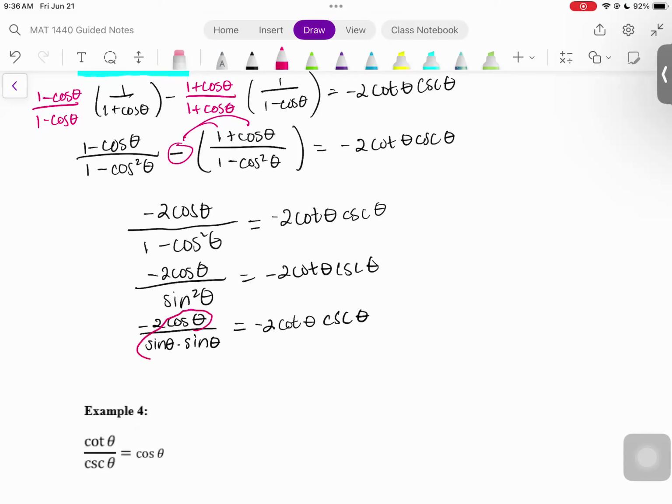Cosine over sine theta is cotangent theta. So we have -2 times cotangent of theta. And then if we add an invisible factor of 1 in the numerator, which we can always add a factor of 1, 1 over sine theta is my cosecant theta.